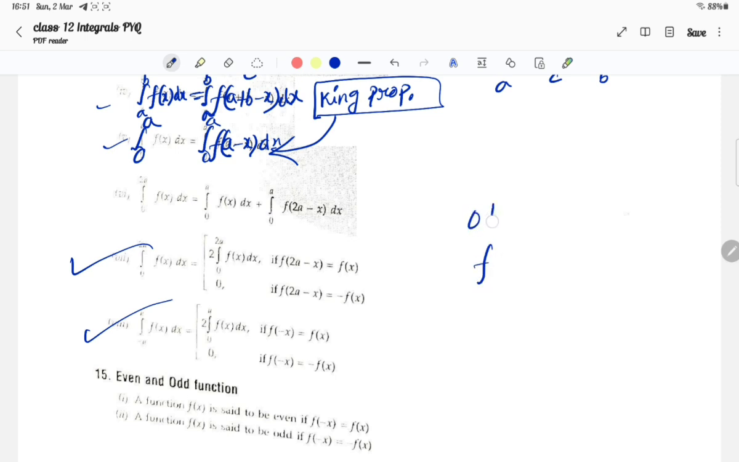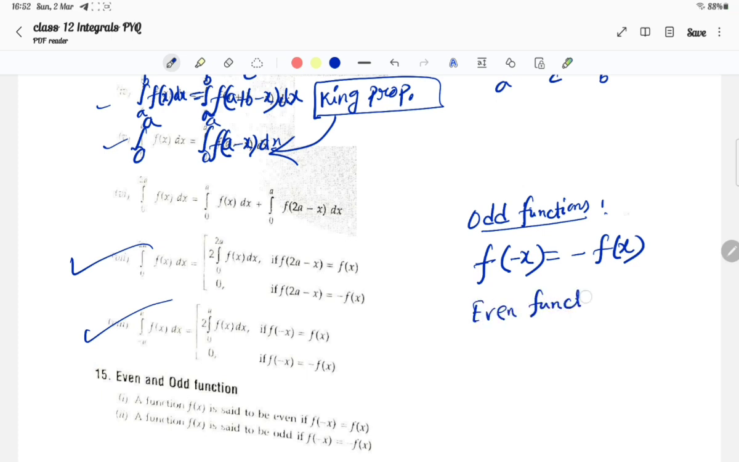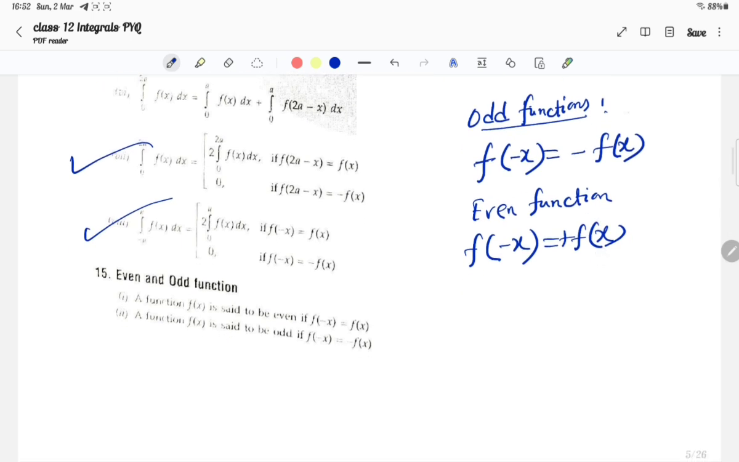Actually, basically odd function and even function. Odd function means, students, if you change the sign of the domain, like f(-x), and it gives you minus of f(x), it will be odd. And what is an even function? An even function means if you change the sign of the domain, it gives you f(x) simply, with a plus sign. So if the function is an even function and the limit is minus a to a, you can write 2 times integration 0 to a of f(x) dx.